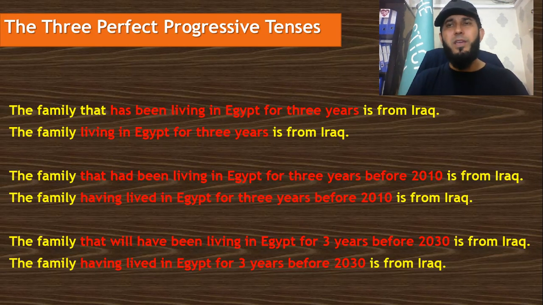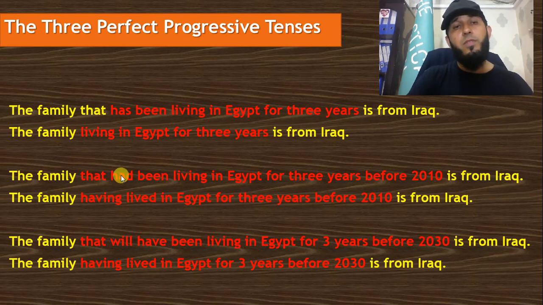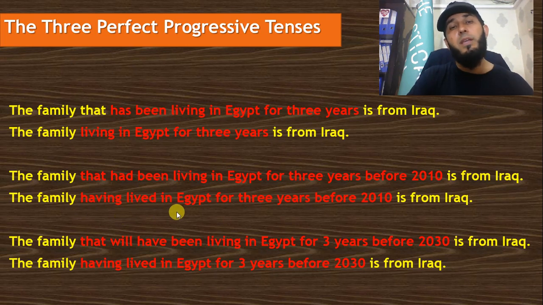Because that becomes kind of your main verb form, and then you need a subject. But when you change your adjective clause to modifying phrase, and that is past perfect continuous tense, this is how you can do it. So what you do here, you remove the relative pronoun that, had as well, I mean the helping verb, and been, and you change had to its ing form having, and then you change main verb to past participle form. The family having lived in Egypt for 3 years before 2010 is from Iraq.